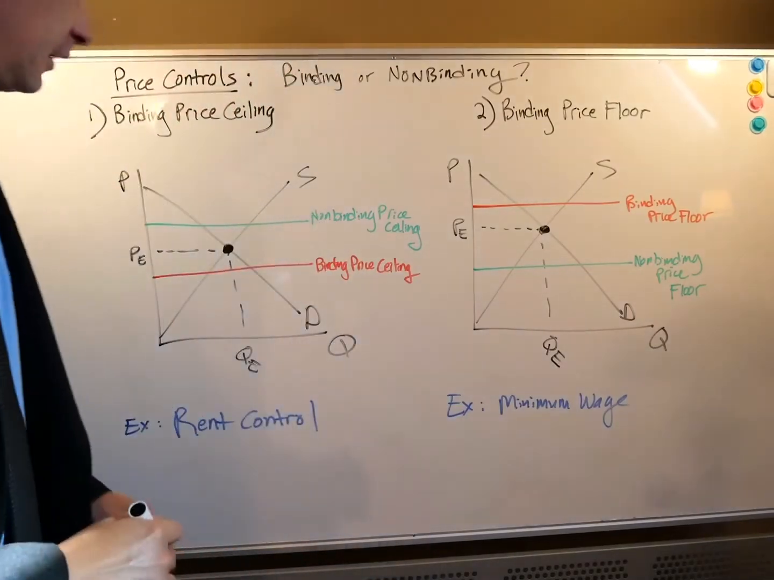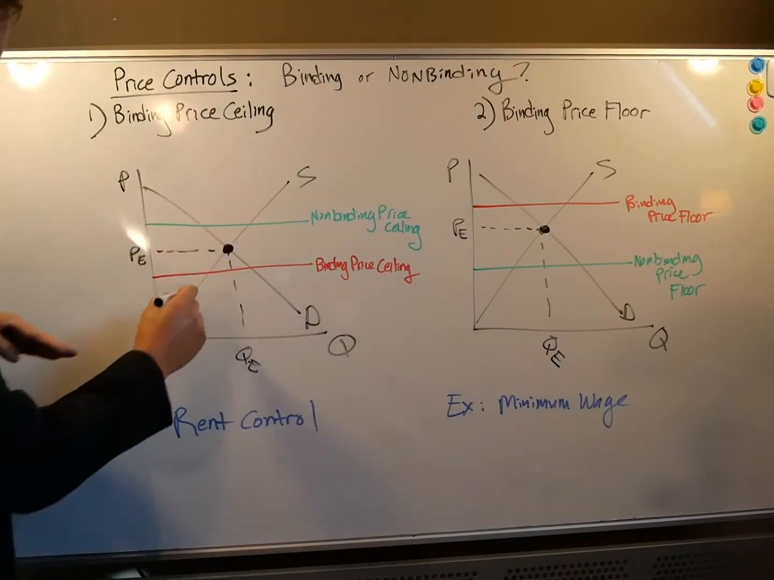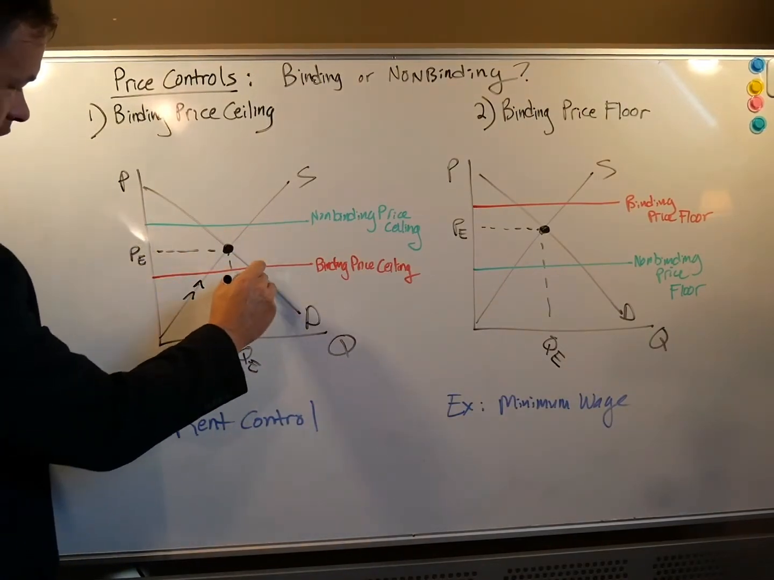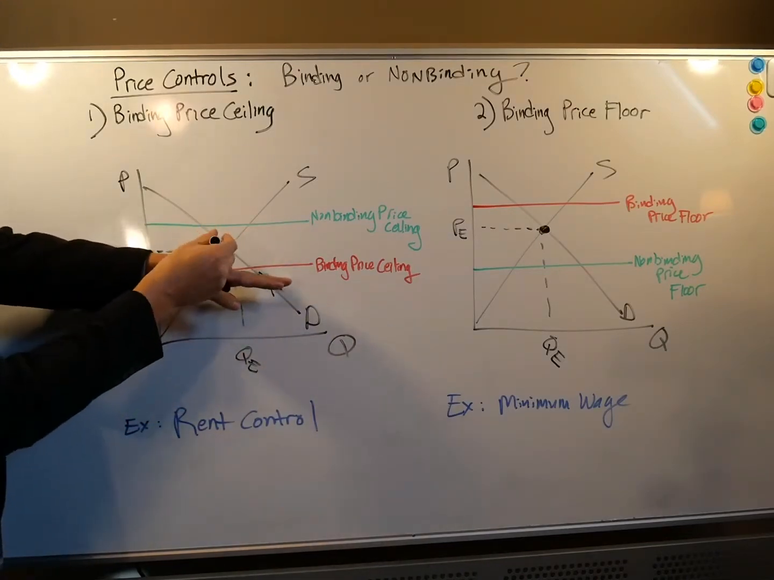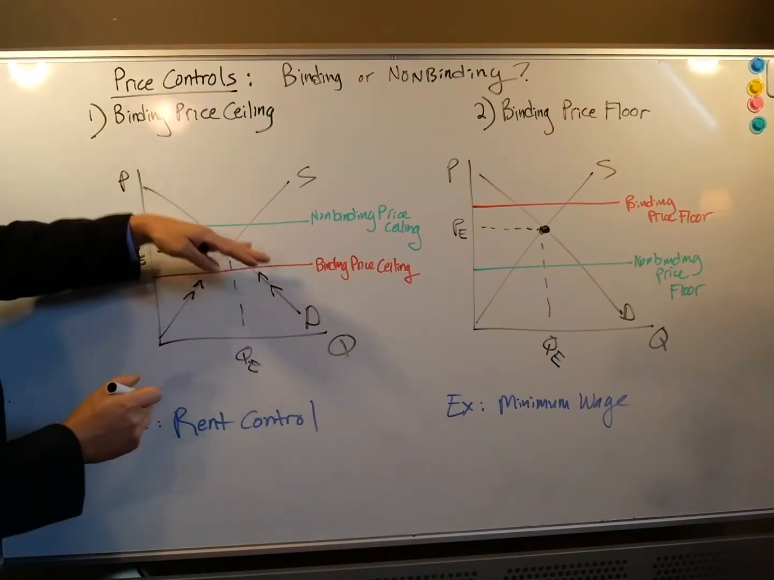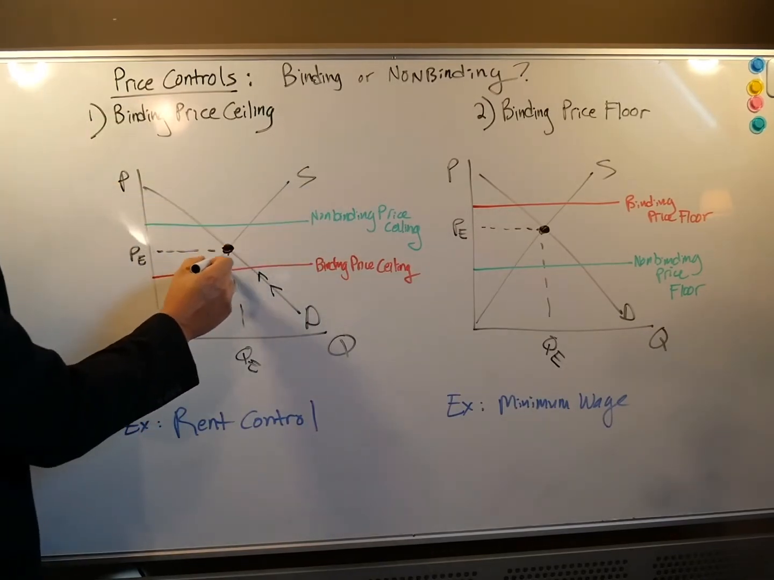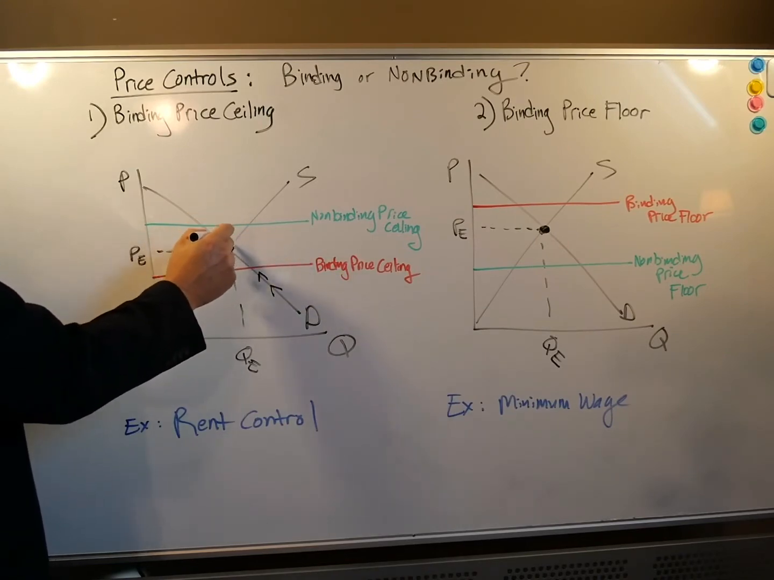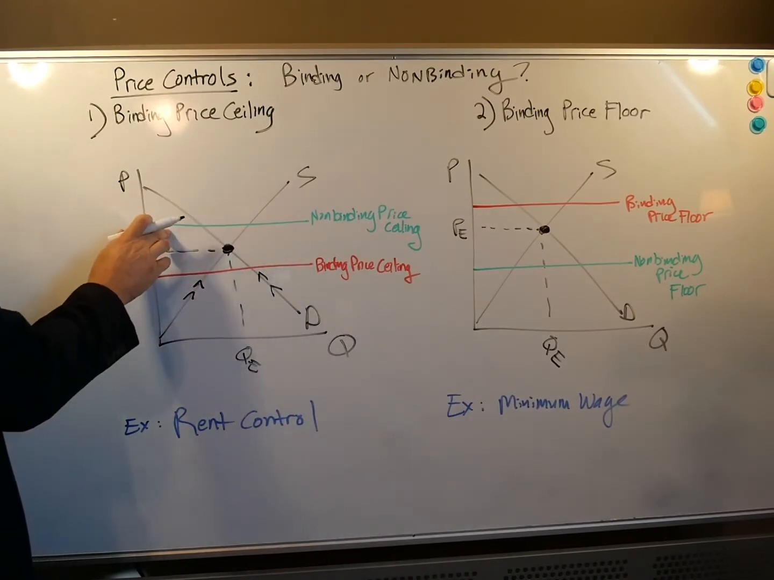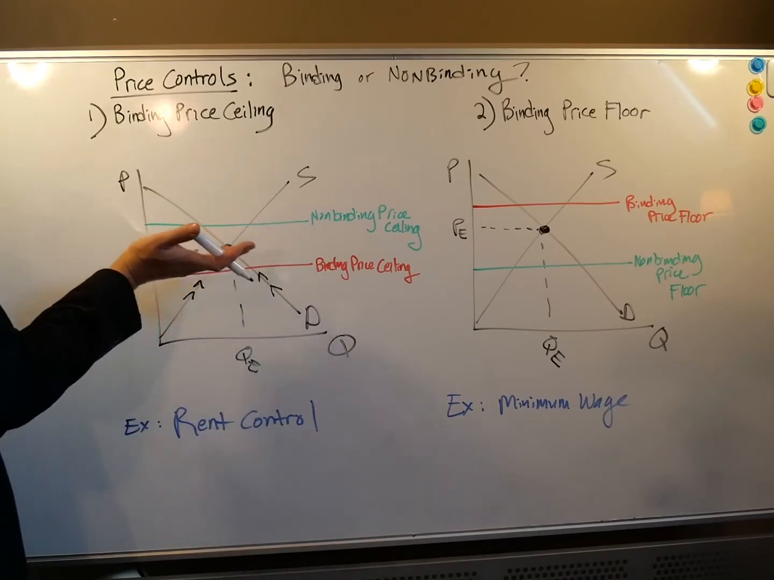All right? So let's think about this. A binding price ceiling would prevent you from going up to equilibrium. See the ceiling here? You can't get to equilibrium, which is right there. A non-binding price ceiling would be above equilibrium. I can get up, because we're talking about a ceiling here, I can get up to equilibrium if this is the price ceiling. I cannot get up to equilibrium if this is the binding price ceiling.